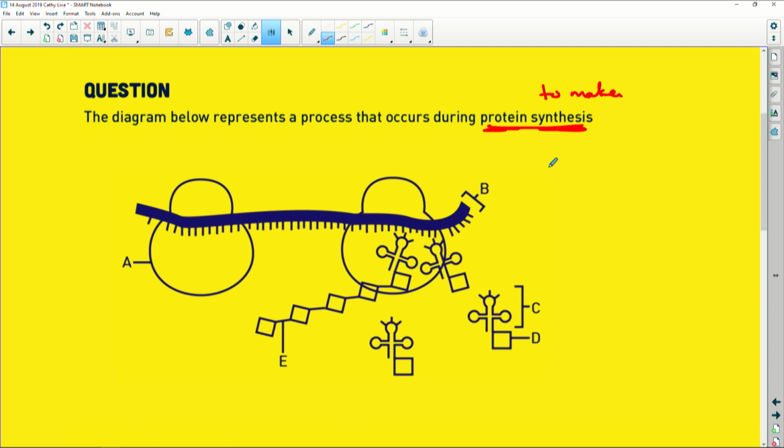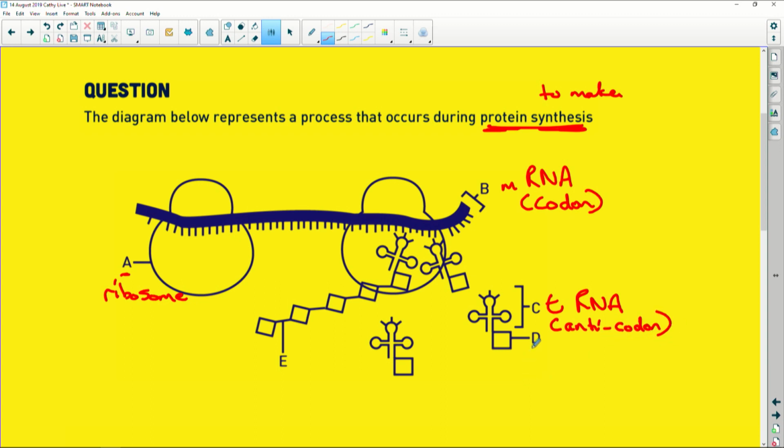All right, so first thing you do when you get a diagram is you label it. For A, that's going to be a ribosome. Okay, B, that's our messenger RNA, so it's a little m and capital RNA. Then we look at this little guy that looks like a little cross, that is our tRNA. Your messenger RNA is a codon, a little triplet base, and your tRNA is an anticodon.